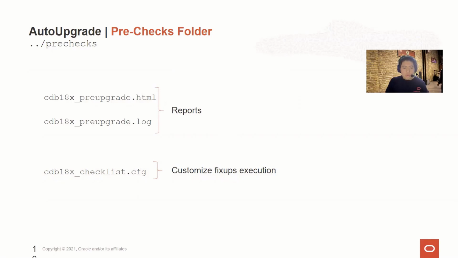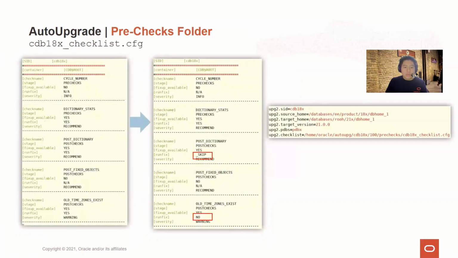On the other hand, if you want to customize the execution of these fixups, you can use the checklist.cfg file. Using this file, you can choose whether you want to skip a given check or fixup, or just skip the fixup. You can do so by modifying it and changing the content of the run_fix tag to know if you just want to skip the fixup. And if you want to skip totally the check and the fixup, you can use the underscore skip tag. Once you have done this, you just need to add the checklist option into the configuration file and add the pointer to the checklist file that you just edited.